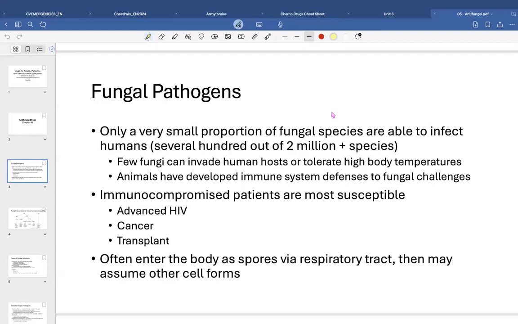Fungi are kind of these shape-shifting organisms that can take the form of spores or, over time, can mature into more complex cell forms. So with those different forms that they assume, they may have different levels of pathogenicity.